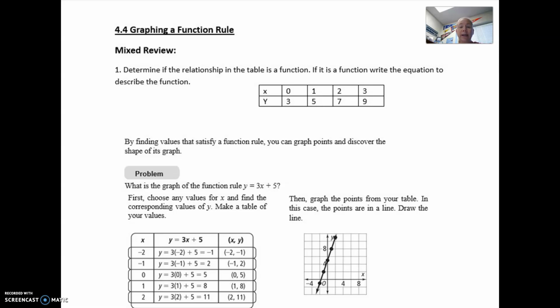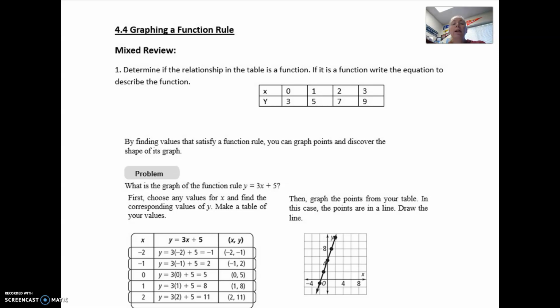Okay, so today we're going to be covering lesson 4.4, graphing a function rule. First, I'd like you to look at the mixed review there, going over some things that we did last week. So in the mixed review, it says determine if the relationship in the table is a function. If it is a function, write the equation to describe the function.